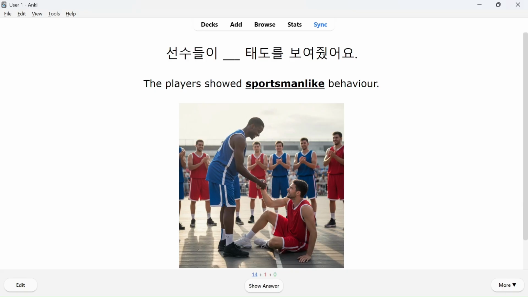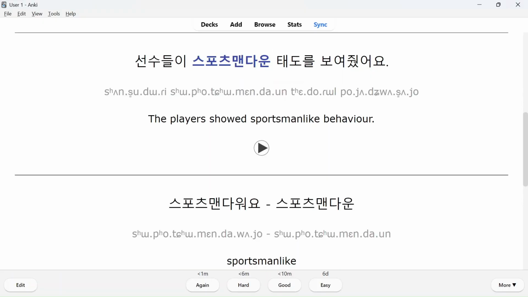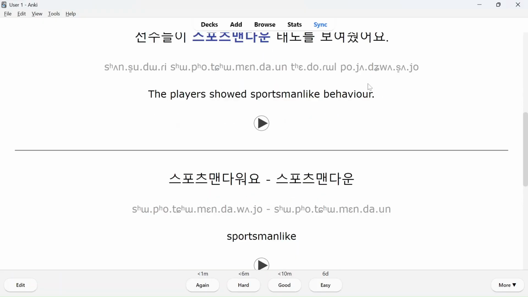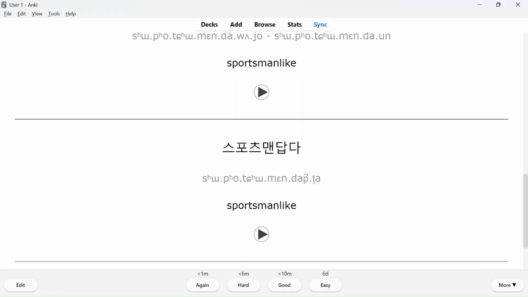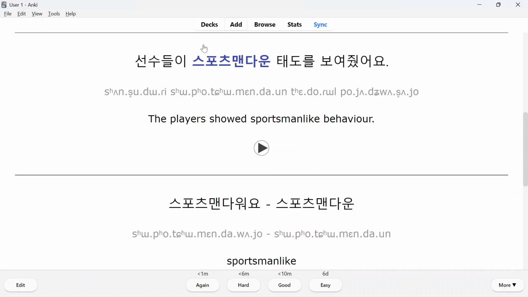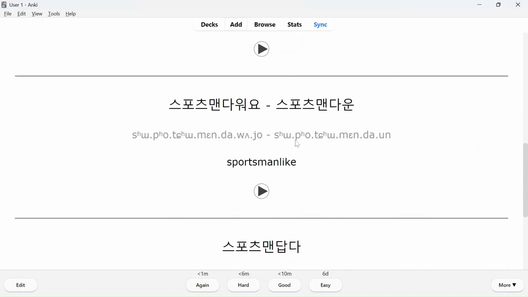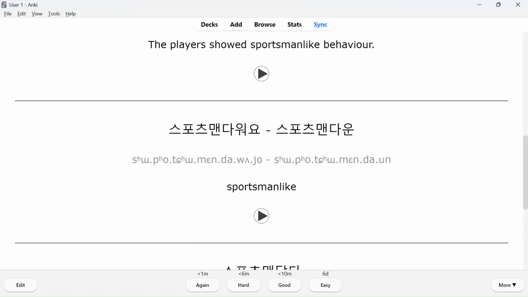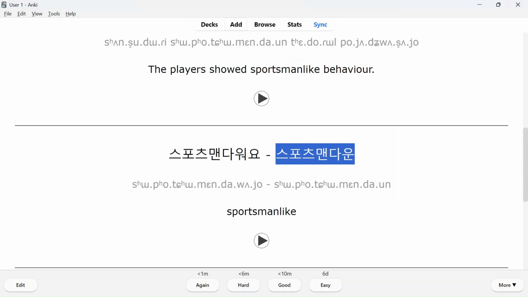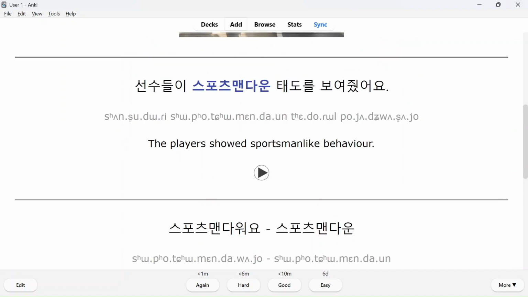The players showed sportsmanlike behavior. And note that this time the adjective is right in front of the noun. So what does this mean? Let's have a look. 선수들이 스포츠맨다운 태도를 보여줬어요. 스포츠맨다워요. 스포츠맨다운. 스포츠맨답다. Great. So as we mentioned before, we have the sentence area. We have the polite form right over here. We have the dictionary form right over here. And I mentioned before that this form is essentially what you would use if the adjective is right in front of the noun. And let's have a look.